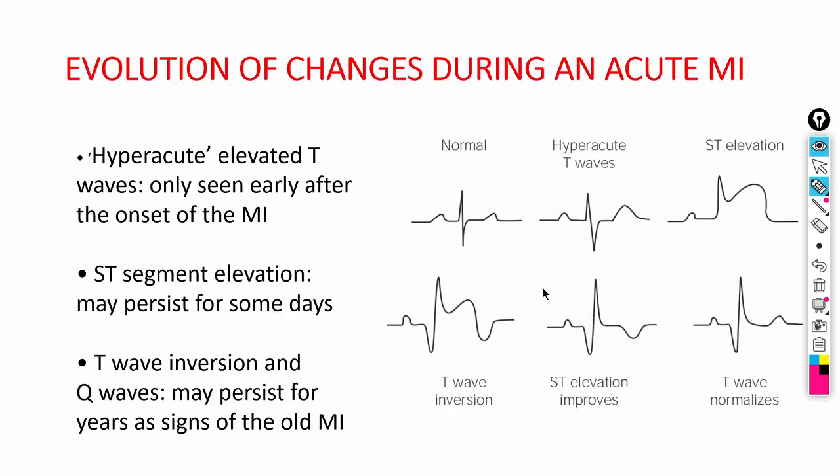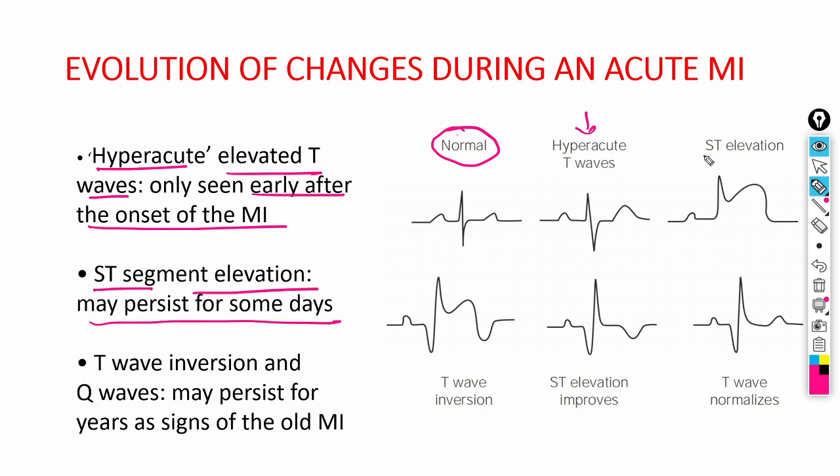Now coming on to the evolution of changes during an acute attack of MI. In the first ECG, it is a normal P wave followed by QRS and T wave. In the beginning of MI, there is a development of hyperacute tall T waves. It is only seen early after the onset of MI. So in this second figure, we can see tall hyperacute T waves. Then there is a beginning of ST segment elevation which can persist for some days. We can see this ST segment elevation.